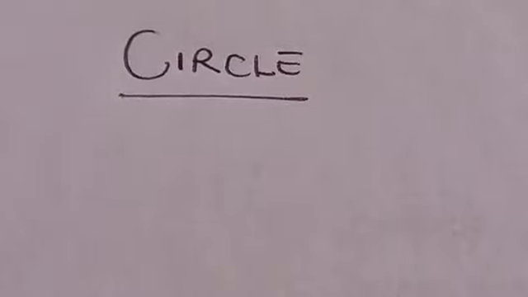Today we'll be looking at circles. A circle simply is a set of points in a plane whose distance from a given fixed point is a constant. And a circle is completely specified if the center of that circle is known and if the radius is known.